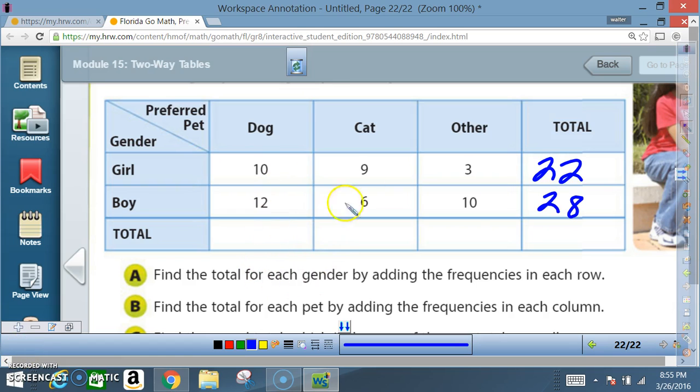Okay, now we're going to add the columns going down. 10 plus 12, that's going to be 22. 9 plus 6 is 15. 3 plus 10 is 13. And then 22 plus 28 is 50. And what you should notice, if you were to add going across, 22 plus 15 plus 13 should give us 50.